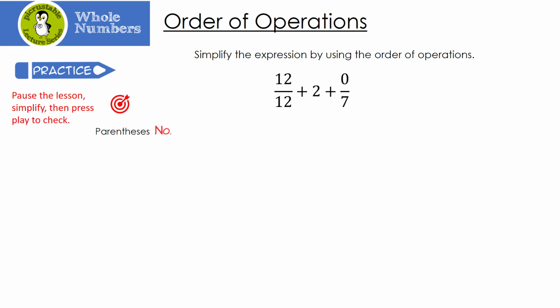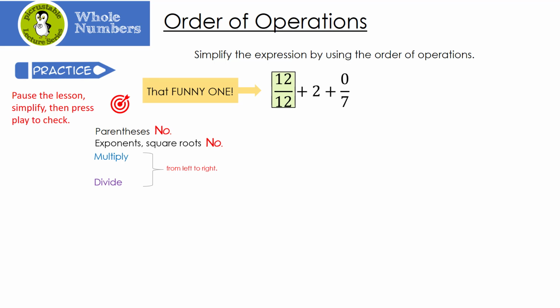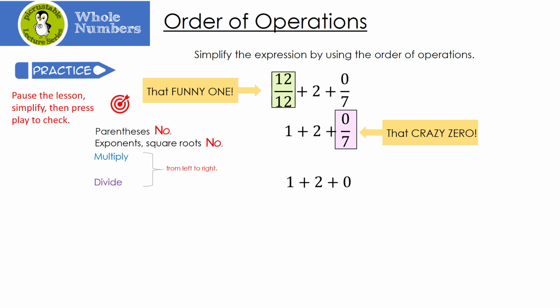Do we have any parentheses? No. What about exponents or square roots? No. What about multiplication or division? We sure do. Do you see the first one? 12 divided by 12. It's that funny one. Remember, 12 divided by 12 is 1. Do we have any more division? Oh my goodness, yes we do. 0 divided by 7 is the crazy 0. 0 divided by 7 is 0.